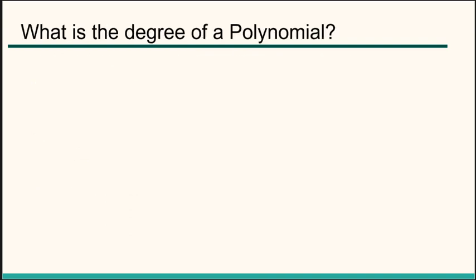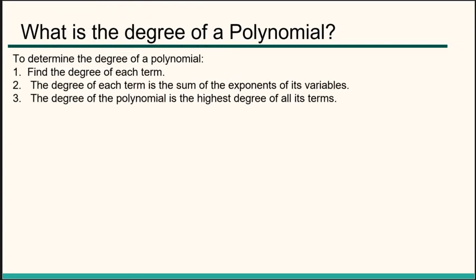Sometimes you're going to be asked, what's the degree of a polynomial? To determine the degree of a polynomial, find the degree of each term. The degree of each term is the sum of the exponents of its variables. The degree of the polynomial is the highest degree of all of its terms.